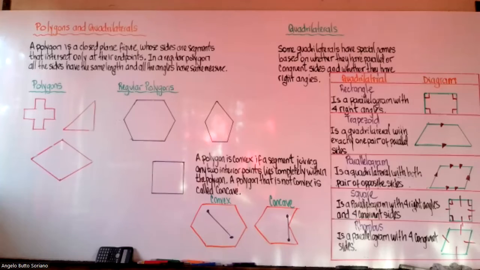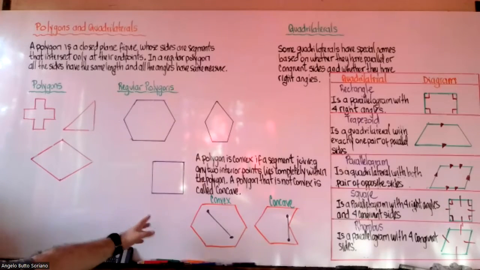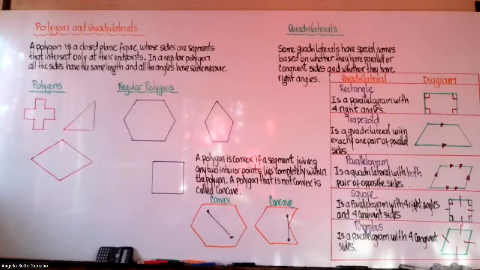And according to that classification of these polygons, we want to differentiate between convex and concave polygons. Well, you can see the picture of the polygons. A polygon is convex if the segment joining any two interior points lies completely within the polygon. And the polygon that is not convex is called concave. Well, we can see the difference between them, just to clarify the difference between convex and concave.